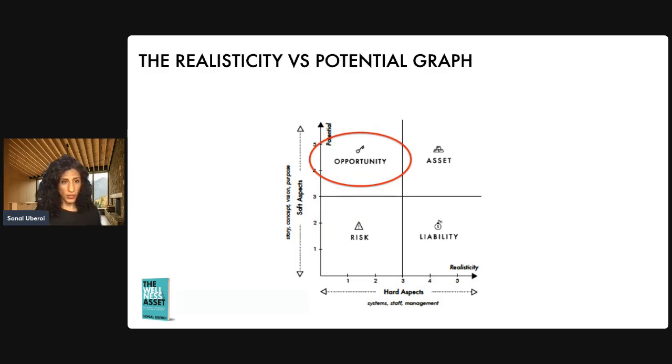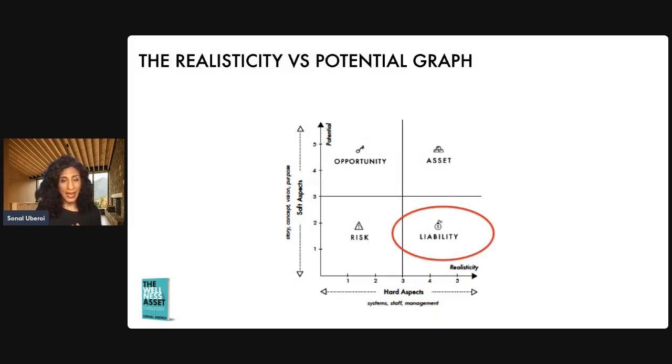Concepts in opportunity, the top left quadrant, have potential but are not very realistic to implement without being compromised. Hotel wellness offerings in opportunity have high revenue generating potential in the long run. They have the necessary soft aspects, that is a coherent vision, mission, and a well thought out concept, but they score low on realisticity. Your concept is an opportunity if you have all these soft aspects in place, your who, your what, your why, but you don't have the necessary hard aspects, your how.